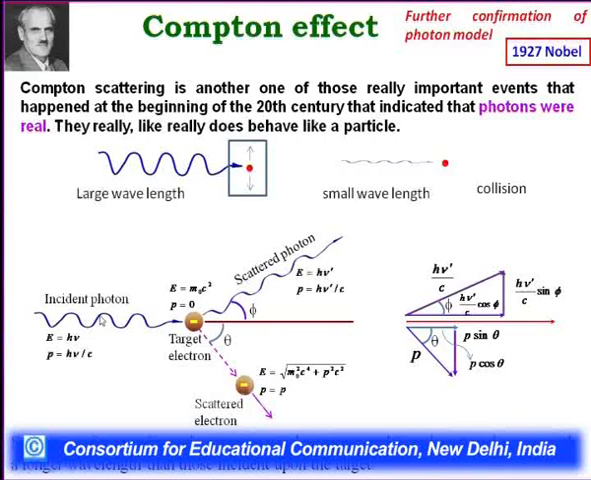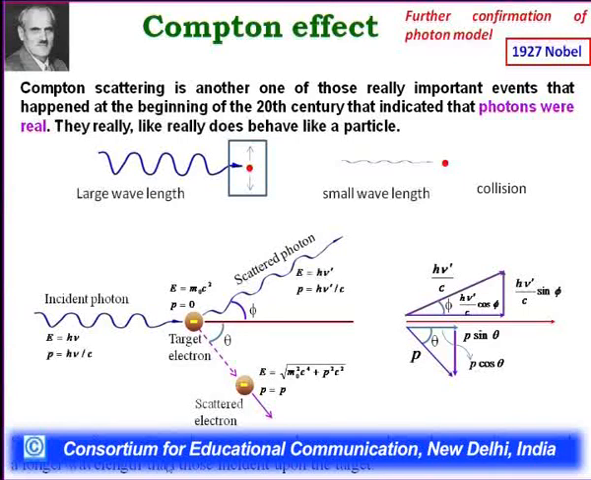The incident photon has energy E equal to h nu and momentum P equal to h nu by c. The target electron has energy E equal to m naught c square, and P equal to 0. Then the scattered photon has energy h nu dash and momentum h nu dash by c at angle phi, and at angle theta the scattered electron is generated, with energy equal to root of m naught square c power 4 plus P square c square, where P is its momentum.